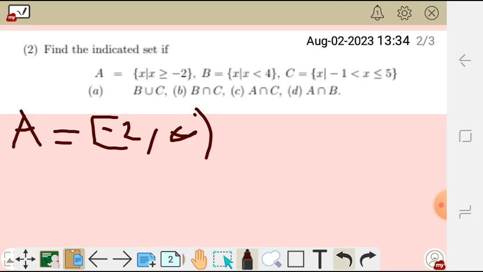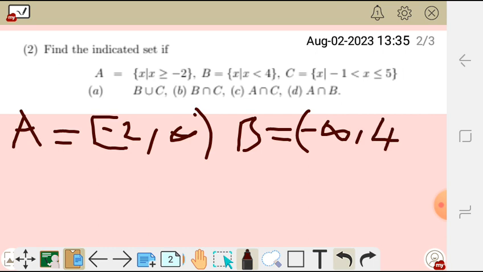Okay, so I already explained this, and then B, we have all elements which are less than 4, so it is going to be -infinity comma 4, just like that. Okay, then we are going to use a circle bracket. Why? Because 4 is not included. They are saying x is less than 4. It's not equal to 4, but it's less than 4, so 4 is not included in that set.